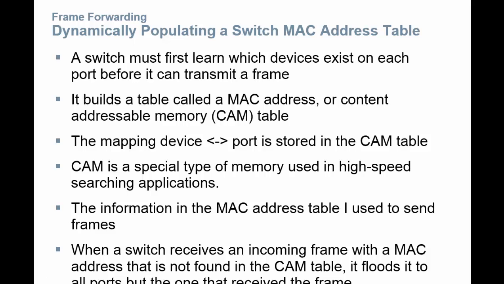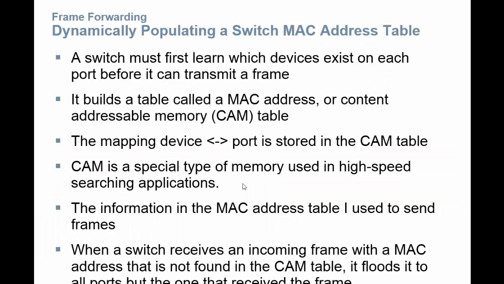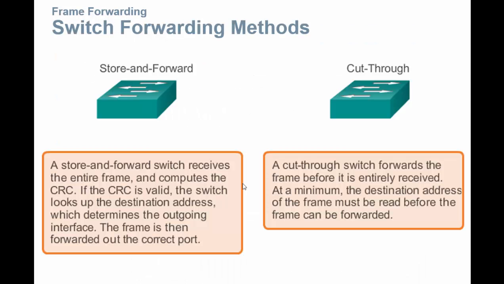And then when a switch receives incoming frames with a MAC address that is not in the CAM table, it's going to flood all ports but the one that it received it from to find out where it's going. So then it's going to learn that particular address as well.